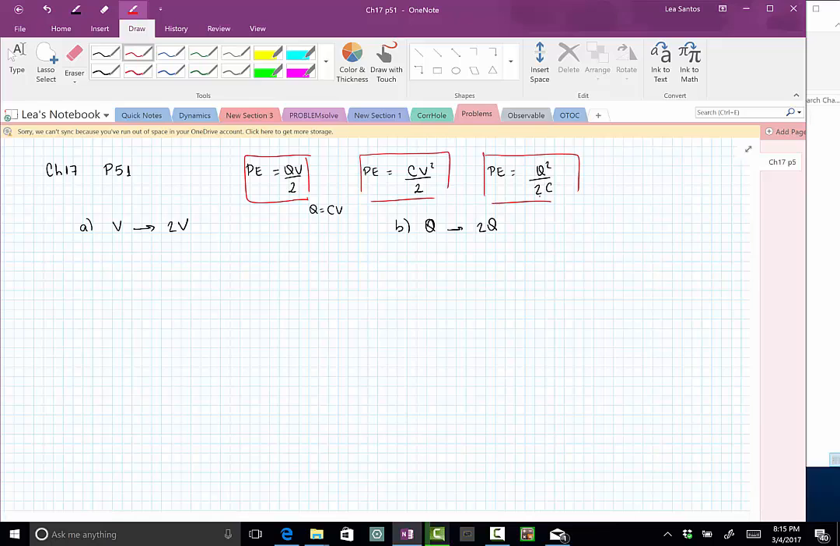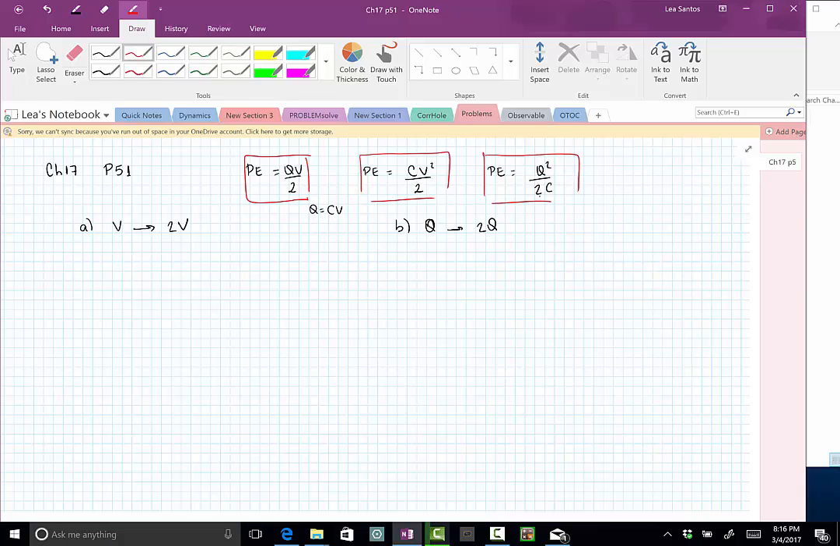Now to answer these two questions, the best thing to do is to select the equation where just one of the quantities changes and the other one is fixed, constant. Any of these equations can be used to answer this question, but the one that will give us the least chance of making a mistake is to choose the one for which only one quantity changes while the other is fixed.